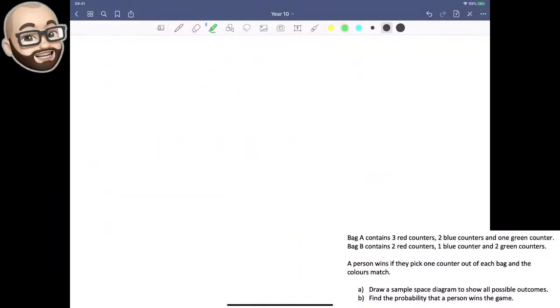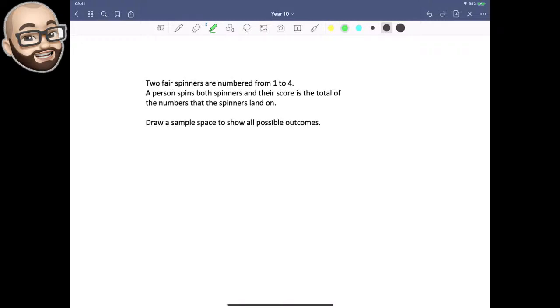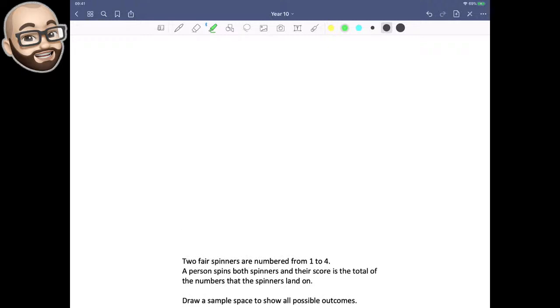Okay, so for question 2, it's the same idea again, but this time it says we've got 2 fair spinners numbered 1 to 4, and a person is going to spin both spinners, and the score they get is the total of the 2 numbers that their spinners land on. So if we get a 2 and a 3, we're going to score a total of 5. We need to draw a sample space to show all possible outcomes for this one.